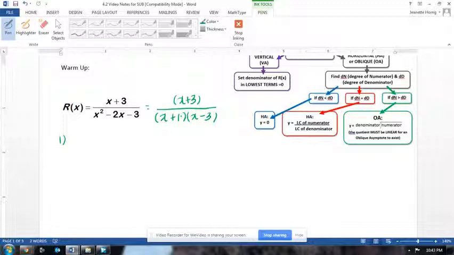You'll notice I don't have any factors in common, like x plus 3, x minus 3, x plus 1. None of them are in common. So nothing's going to reduce out. But before I even think about that, I'm going to figure out what my domain is.